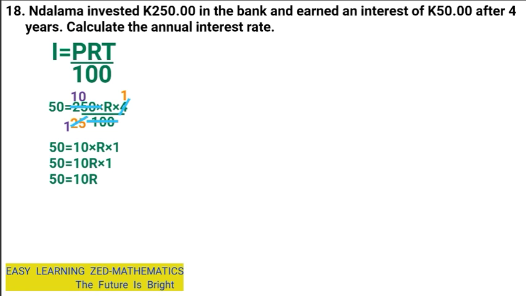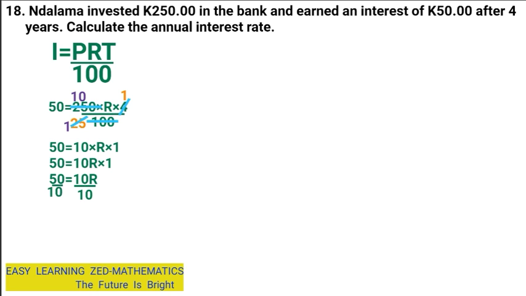Okay, now at this stage, remember my focus is to leave R alone, or to find the value of R. Not making R the subject of the formula, but to find the value of R. Which means R should be on one side of the equal sign alone. So I'm going to divide both sides by 10 because I want to leave R alone. So I'm going to say divide by 10, divide by 10.